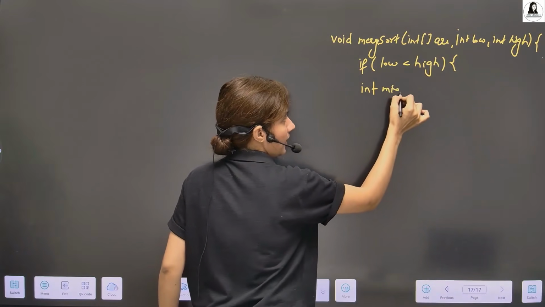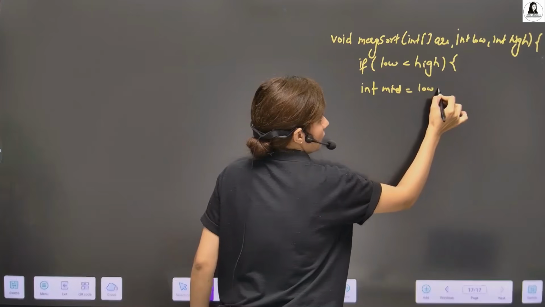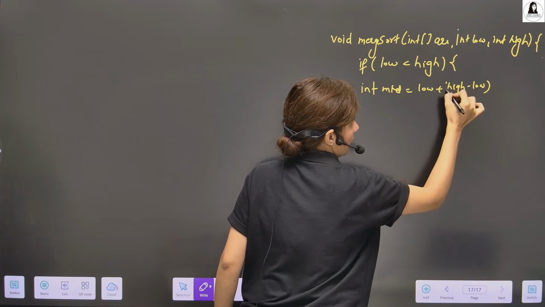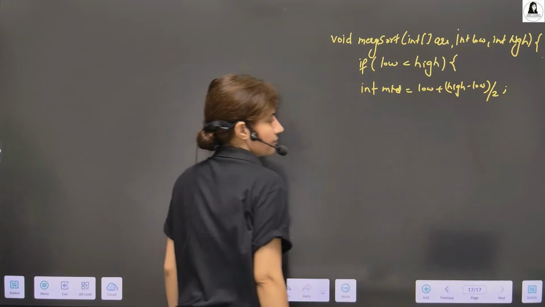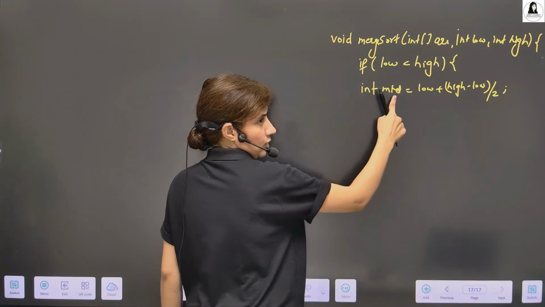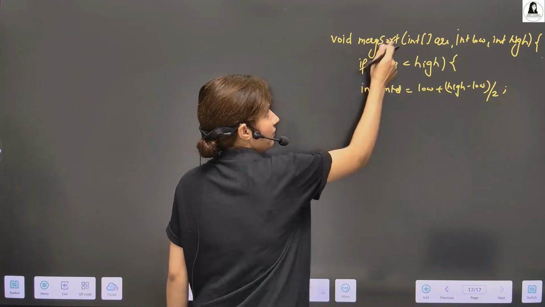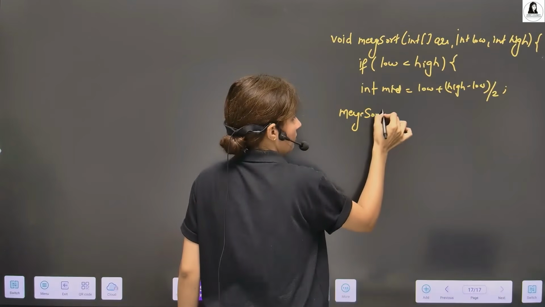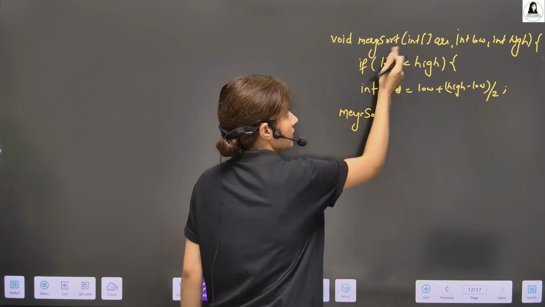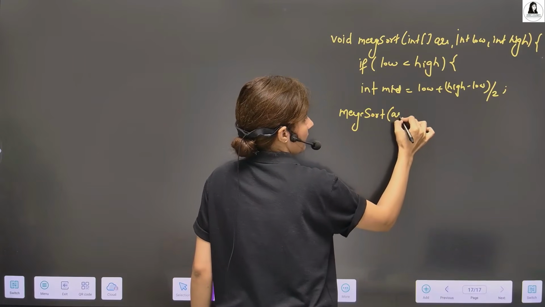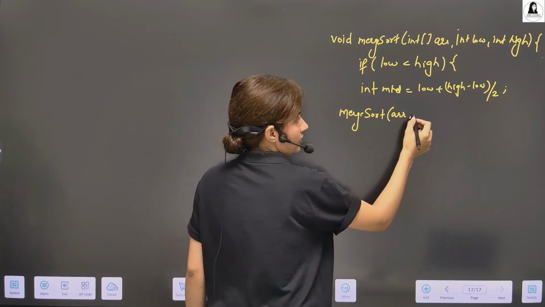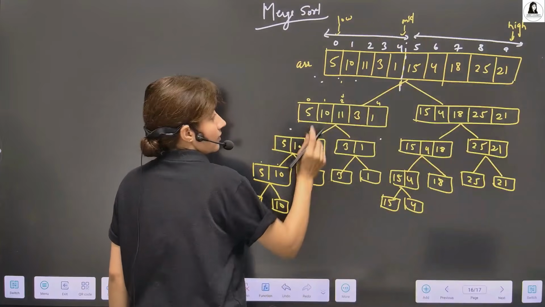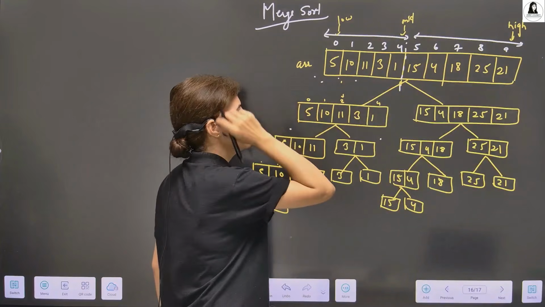So first we calculate mid. What is the formula so that we can avoid the overflow condition? Mid is low plus (high minus low) divided by 2. We calculate mid. And now again we call recursively. I'm just writing a recursive method. So I'll again call merge sort, the same, and pass the array. Low is whatever the low is, and mid. Because we have divided this.